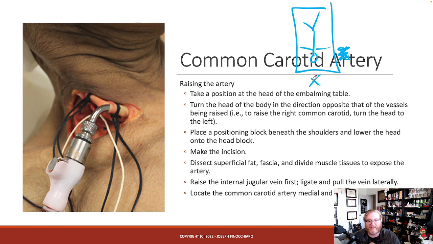The reason is when you do that, it stretches the artery and brings it closer to the surface. And even better, if you have something under the shoulders to bring the body up and let the head tilt back, that really brings it out to the top. Make your incision, dissect down, find your vein, ligate it, pull it to the side, raise your artery. That is the preferred way of doing the neck incision arteries.